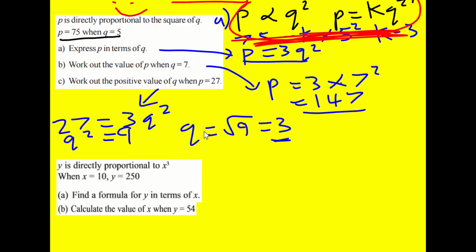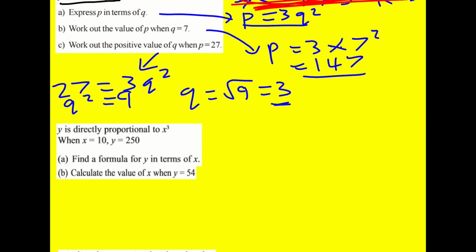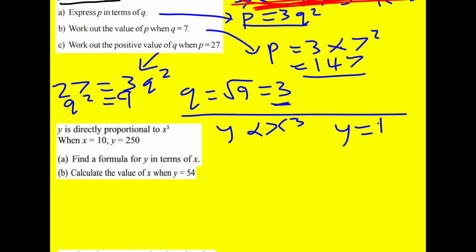Okay, let's keep going. We're going to do a very similar example just to consolidate this, and then we're going to look at one slightly trickier one. So this time y is directly proportional to x cubed. So I can write this down. This is fine. And then that means that y is equal to kx cubed.